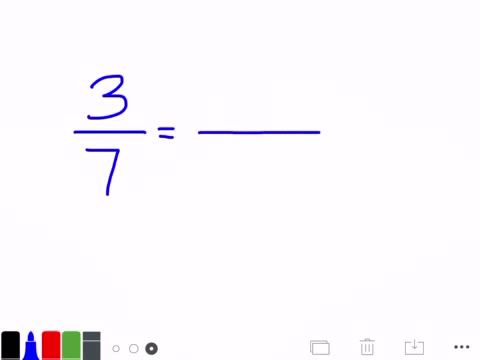Let's start with 3/7. And I want you to write an equivalent fraction for me that has a 14 in the denominator. So think of the rule. Think of multiplying by 1, but don't use the whole number 1. Put a number in there that would be a fraction equal to the whole number 1. Pause the video. You could write this one down. See if you can figure out what the answer is, and I'll show it to you in a second.